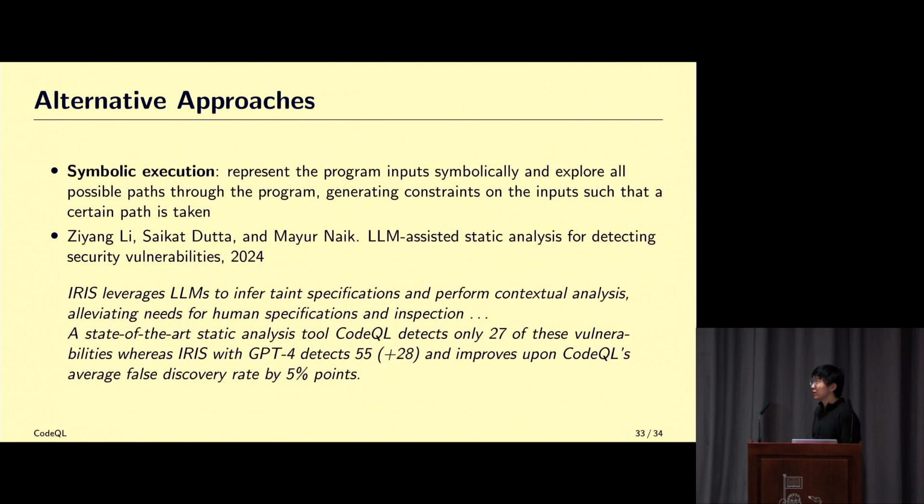There are some alternative approaches. There's this thing called symbolic execution, which is a different thing from what we're doing here. It's basically saying, I'm going to check all of the possible paths through the program, and generate constraints on inputs that are required to be true in order for a certain path to be taken. So we might say that this path is only ever taken if x is greater than 5 and y is less than 10, for instance.